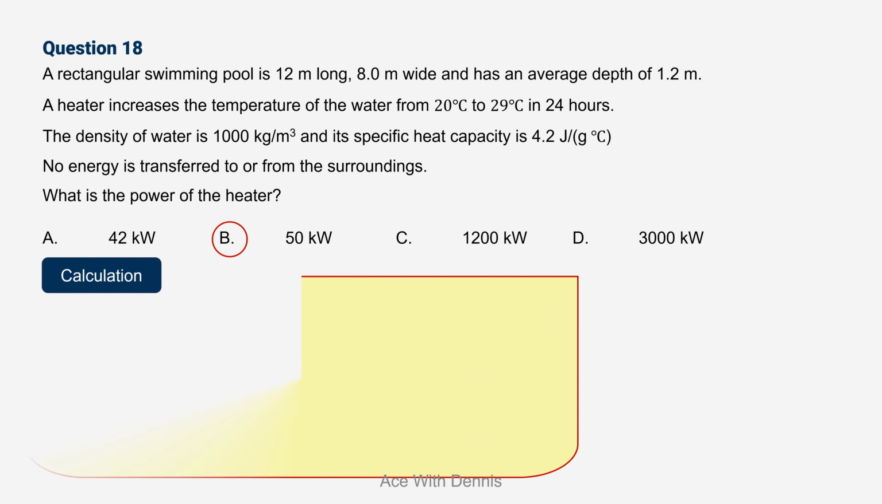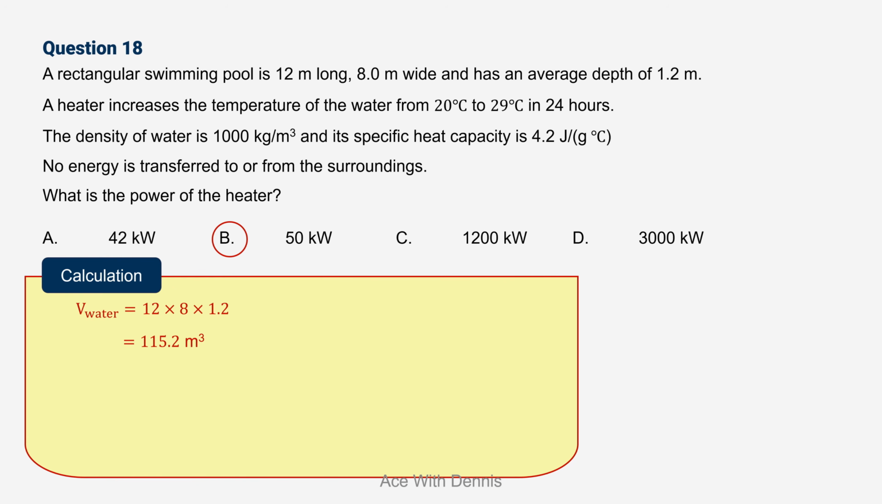So here is the calculation. First, we need to know the volume of the water, which is 12 meters times 8 meters times 1.2 meters. So this is the dimension of the swimming pool, which means it is also the volume of the water. And we'll get 115.2 meters cubed.